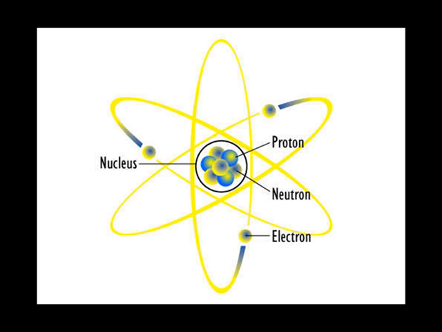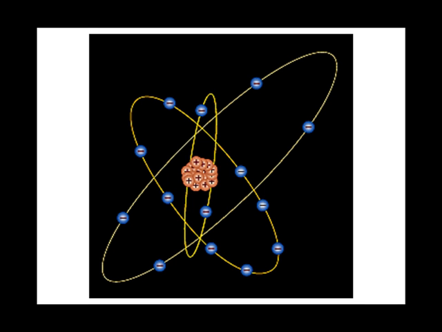Notice that this atom, with its three levels of orbits, the innermost has two electrons, the intermediate orbit has eight electrons, and the outer orbit, which is called the valence ring, as it is referred to, has four electrons. Silicon is said to have a valence of four. The outer orbit has four electrons, that's the valence orbit, therefore it has a valence of four.